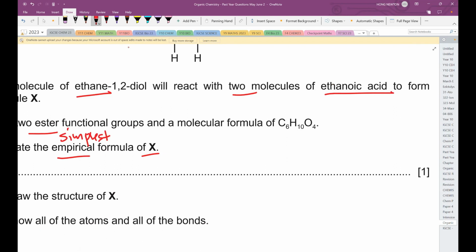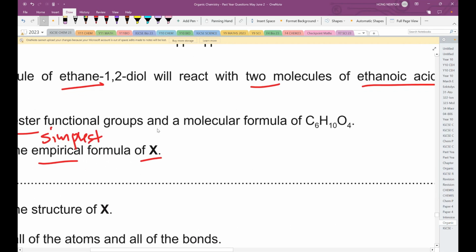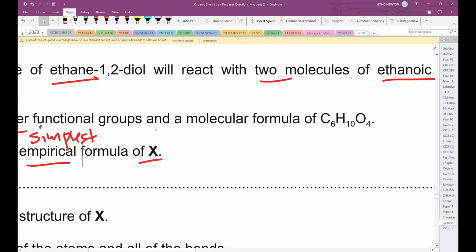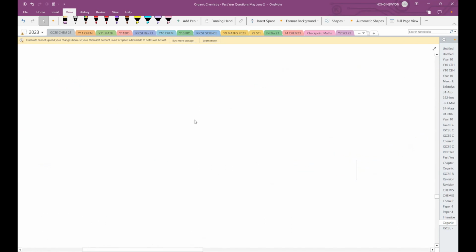So how to divide? We cannot divide by 4, but we can divide by 2. We divide by 2 over here, and this one divide by 2, this one also divide by 2. So I get C becomes 3, H becomes 5, O becomes 2. This is the answer.